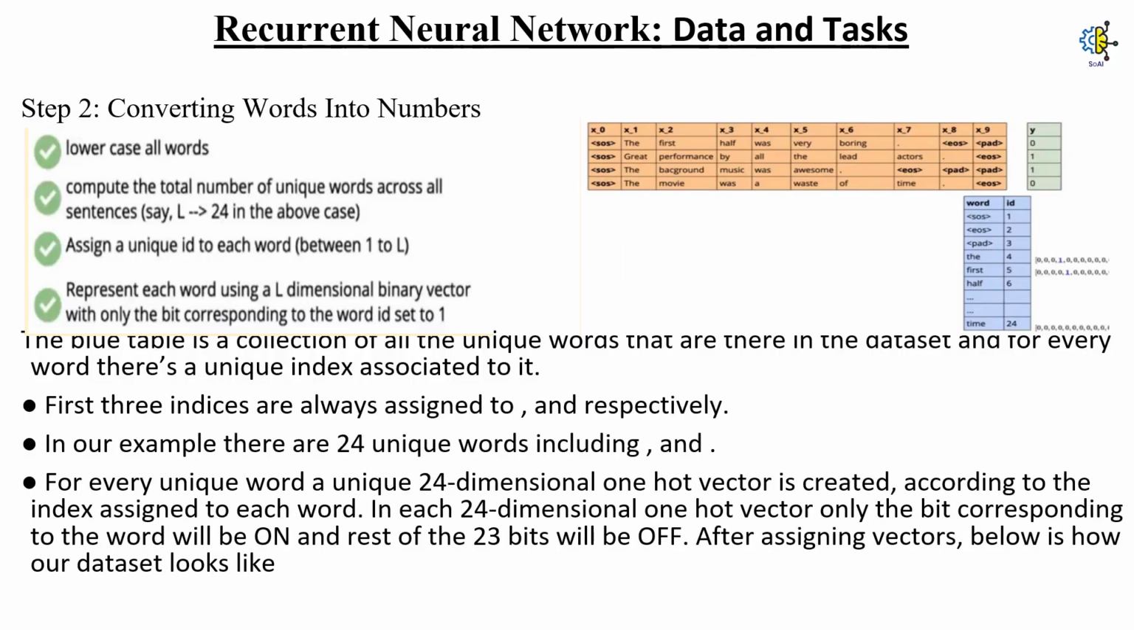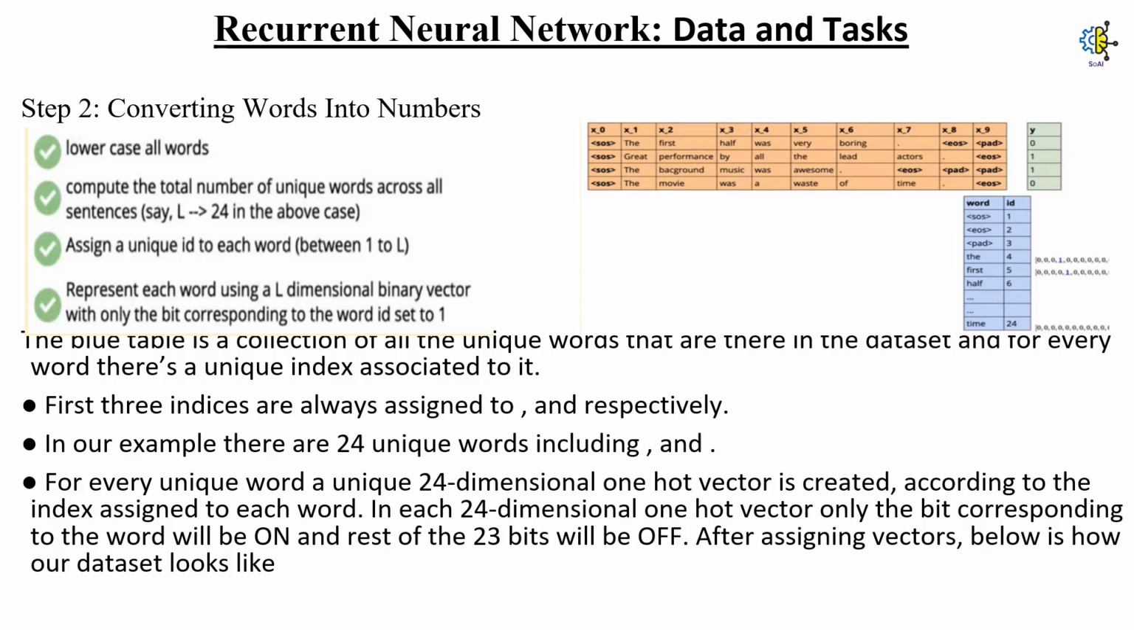Step 2. Converting words into numbers. So here, lowercase all words and compute the total number of unique words across all sentences. Assign a unique ID to each word. Represent each word using an L-dimensional binary vector with only the bit corresponding to the word ID set to 1. The blue table is a collection of all the unique words that are there in the dataset, and for every word there's a unique index associated to it. First three indices are always assigned to SOS, EOS and PAD respectively.